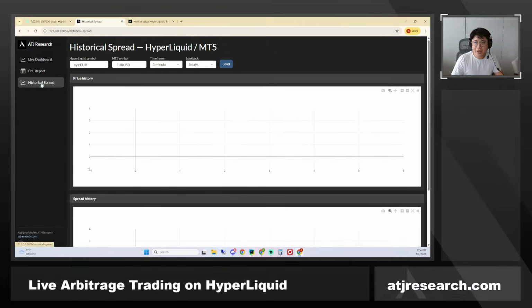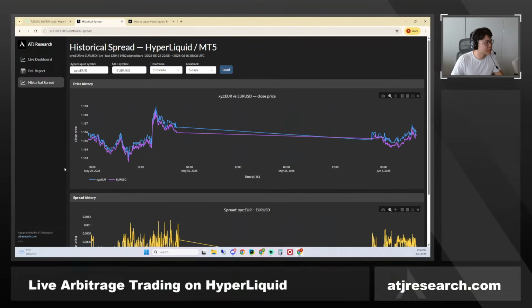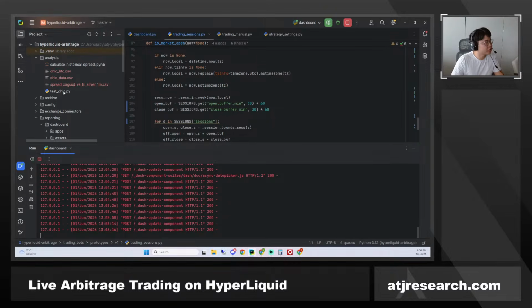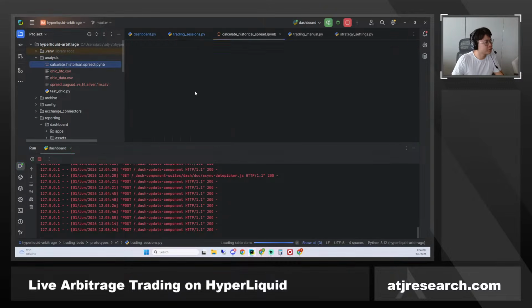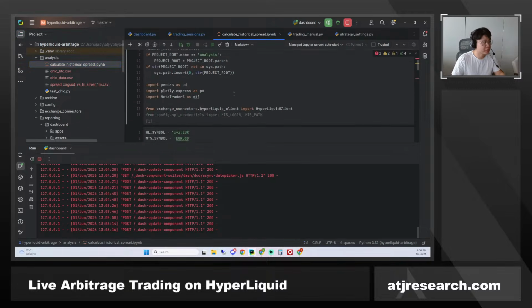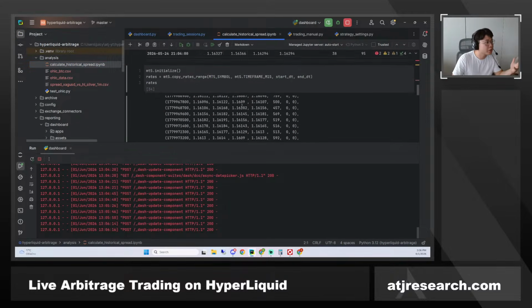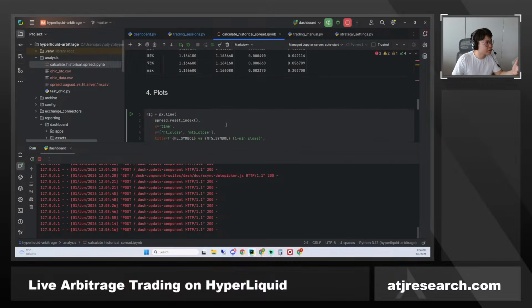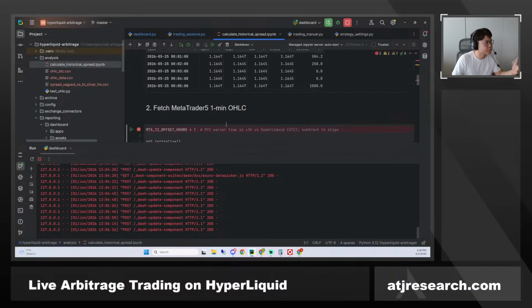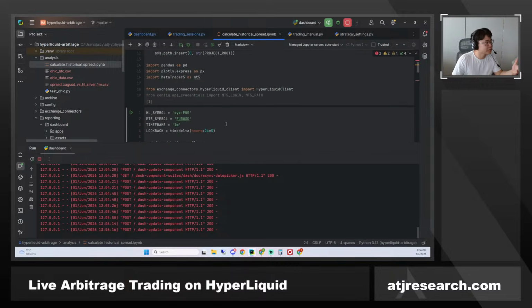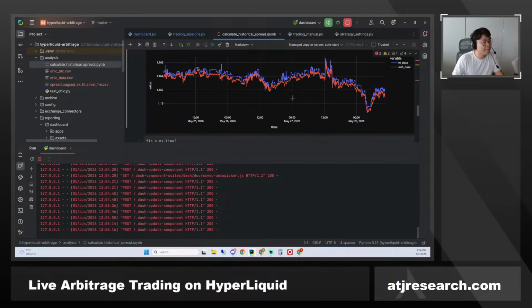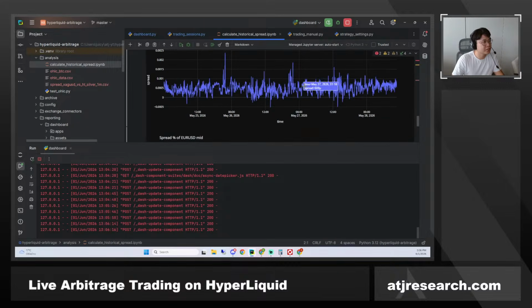The other app that I want to show you is the historical spread. Instead of going to a Jupyter notebook, because some of you asked how this arbitrage looks on a certain asset, what we did is we went to our Jupyter notebook and then we computed the spread. So here we have the difference between, what asset is this? Yeah, XYZ Euro USD. So here you can see the difference in price and here the spread.